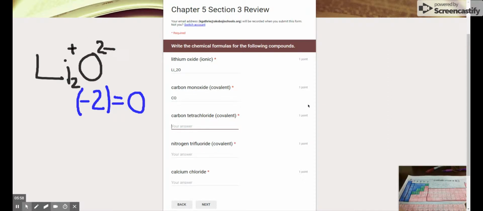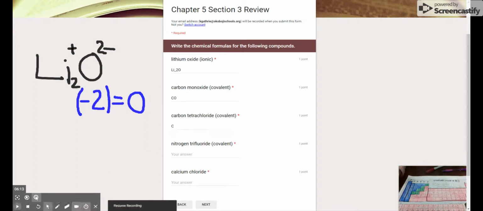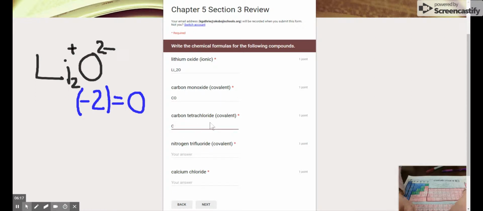Now this one is carbon tetrachloride. It is also a covalent compound. Within carbon, there's only 1 because there's no prefix. Tetra, if you look at your prefixes, you know that there must be 4 of the chloride: Cl₄. Again, that prefix tells you there are 4 chlorides. So there's 4 chlorine atoms. Carbon, there was no prefix, so there was only 1, so you don't write anything.